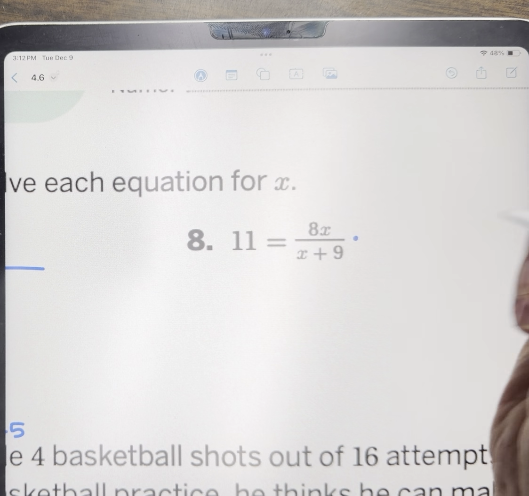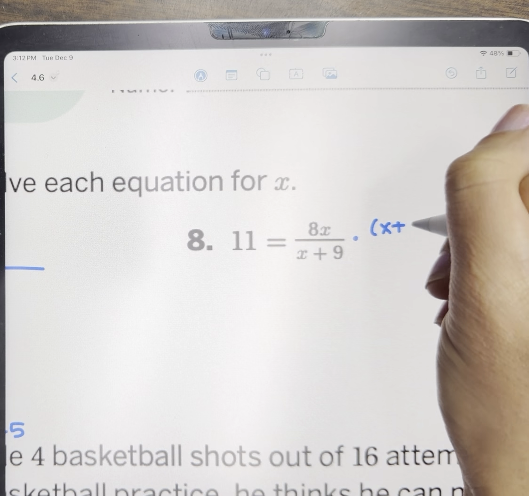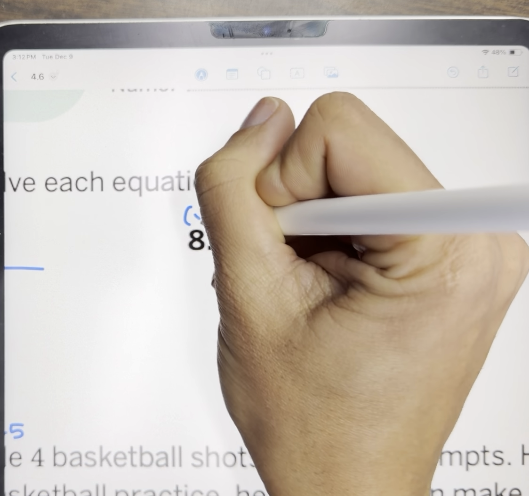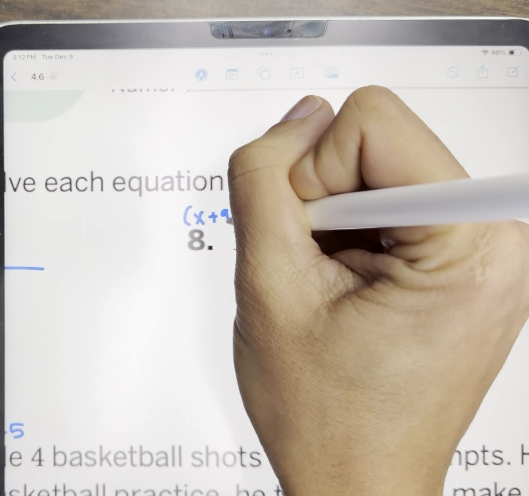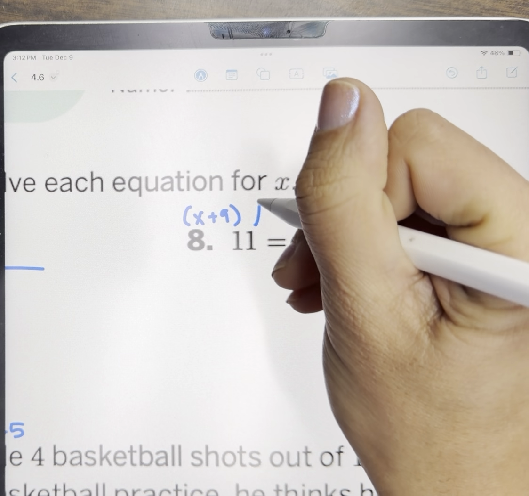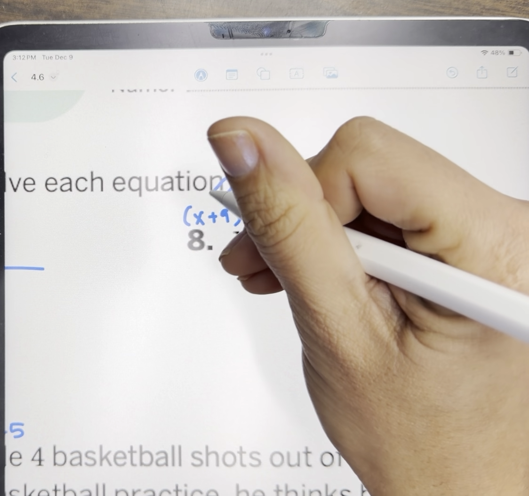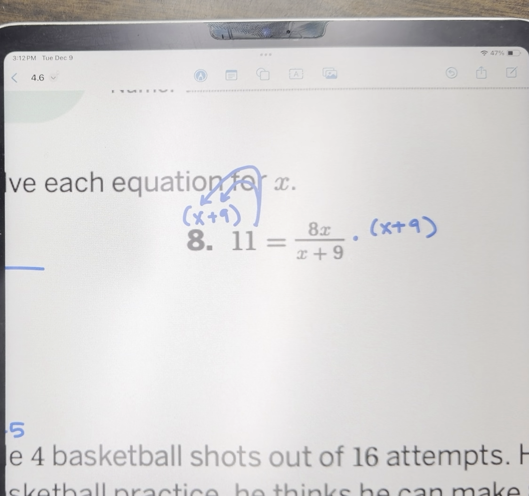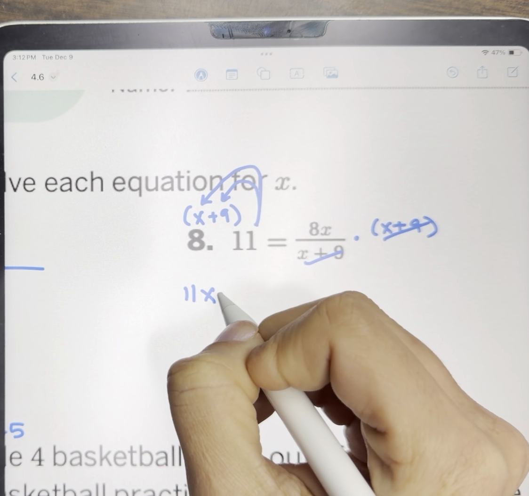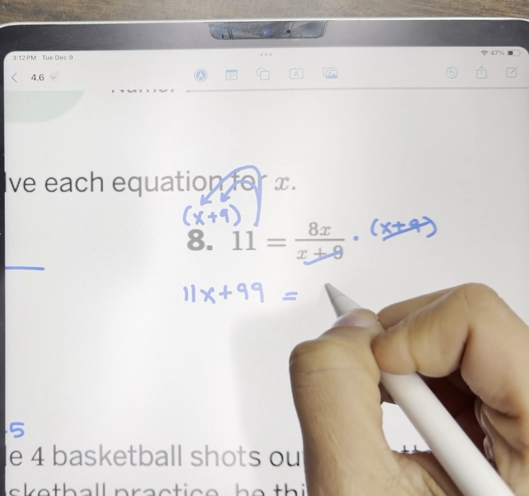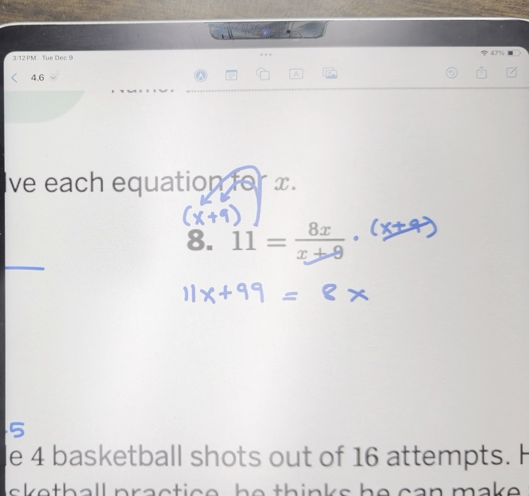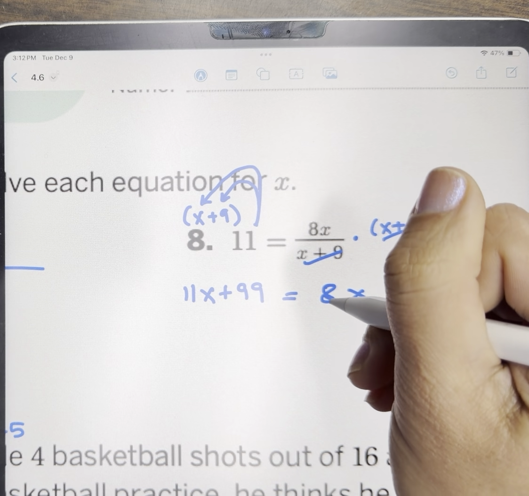Step number 1, let's get x out of the denominator by multiplying whatever that denominator is to both sides. But that means I got to distribute that 11. Cancel. 11x plus 99 equals 8x. Now I got this x situation again. I got two x's on both sides.